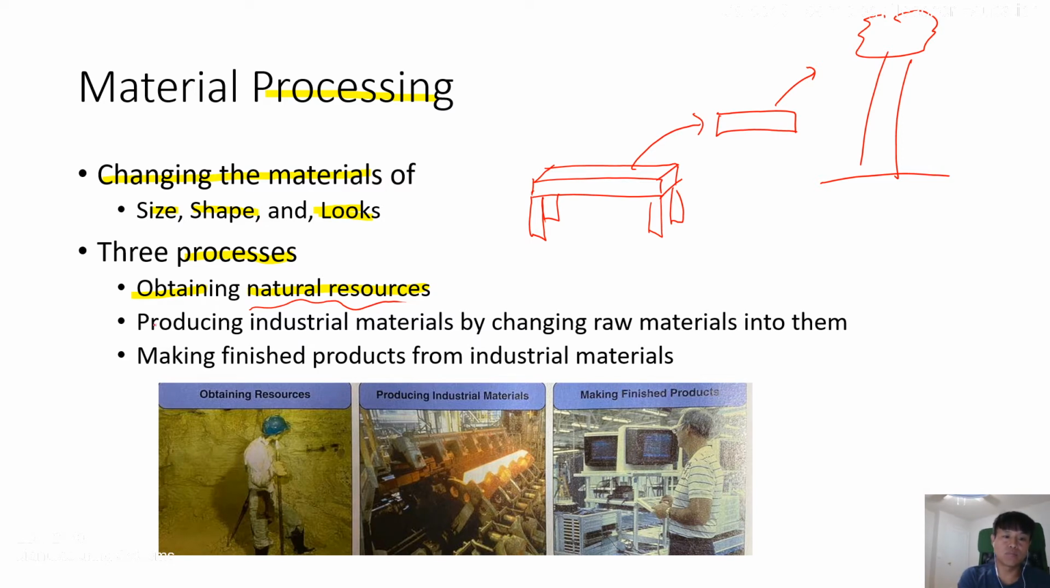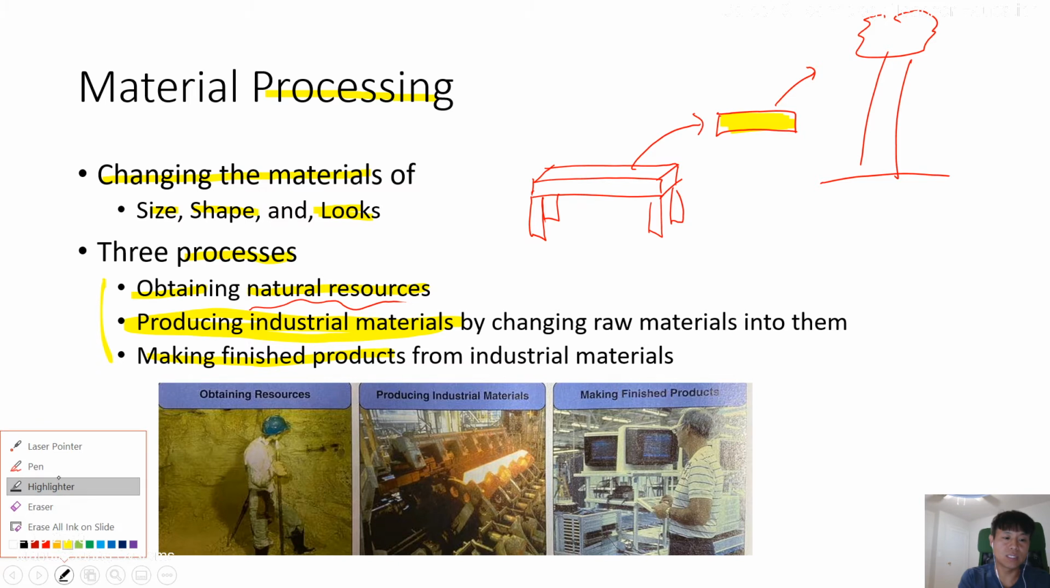And second is producing industrial material. Industrial material means this type of lumber or metal sheet from metal ore. That is industrial material. And then making the finished product. Those are 3: obtaining from natural resources, producing industrial material, and then making the finished product. So mostly the primary processing is producing industrial material. This is what we call primary processing.